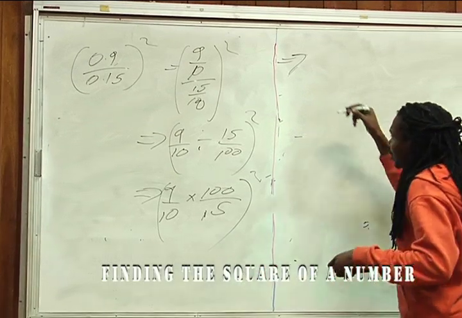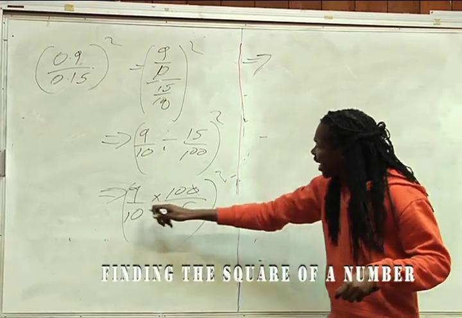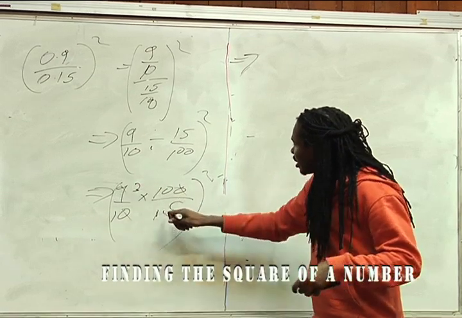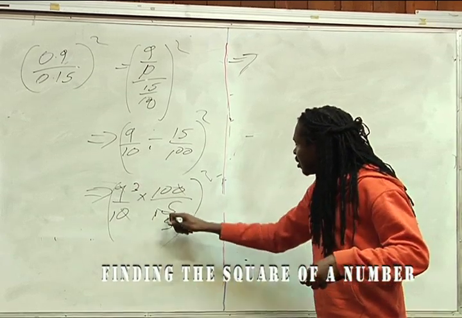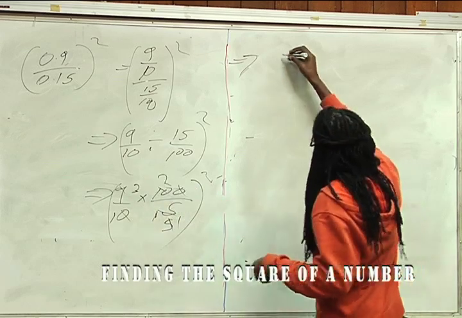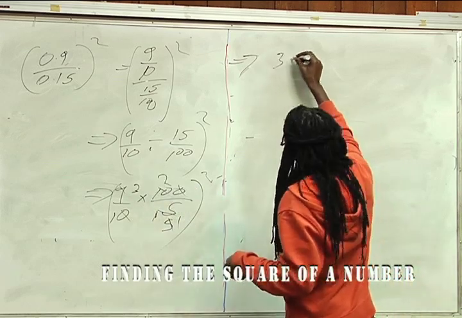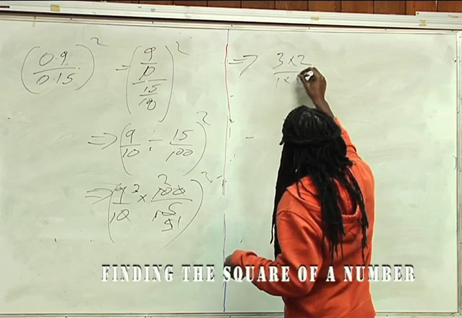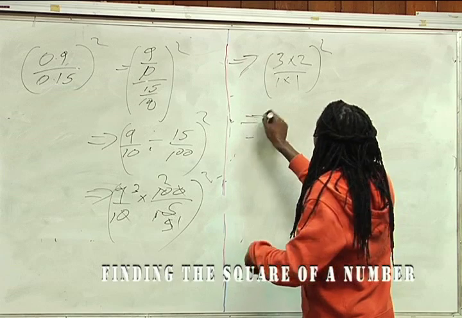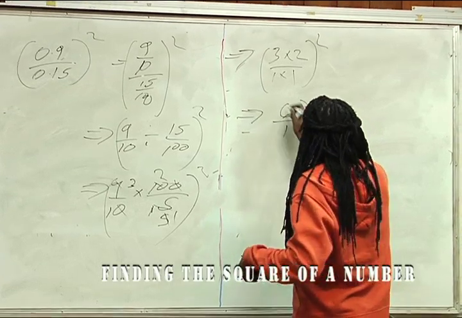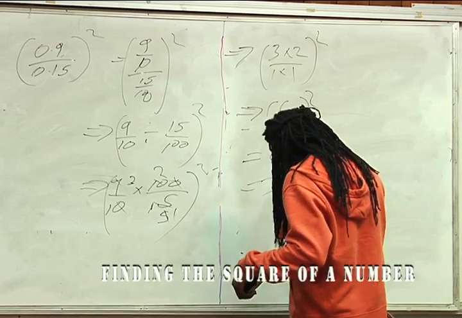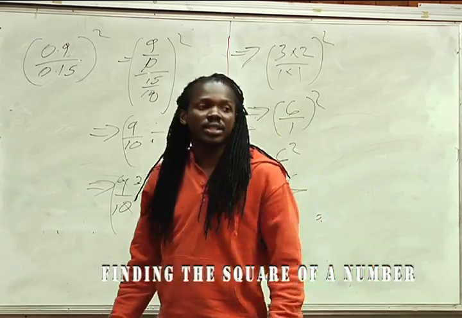So therefore, you are going to say, this cancels that. 3 into that, 3 times. 3 into that, 5 times. That into that, 1 time. That into that, 2 times. So it implies 3 times 2 over 1 times 1, all squared. It implies 6 over 1, all squared, which is equal to 6 squared, which is equal to 36.